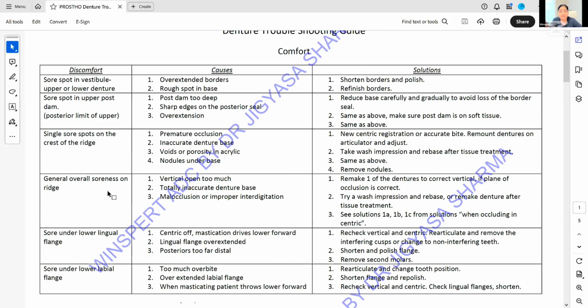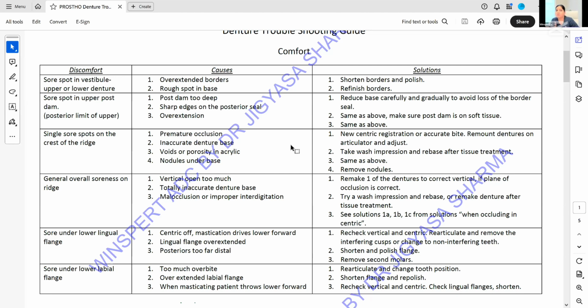It's usually the excessive VDO problem, okay? Or a totally inaccurate denture base, which is less likely. VDO is the pathognomonic cause there usually, or a complete malocclusion and improper interdigitation, where there is no one premature spot. Entirely the interdigitation, the centric that you recorded of the teeth, was inappropriate. That's why when the patient is chewing, there is no perfect interdigitation happening, right? So that's your general overall soreness of the ridge.